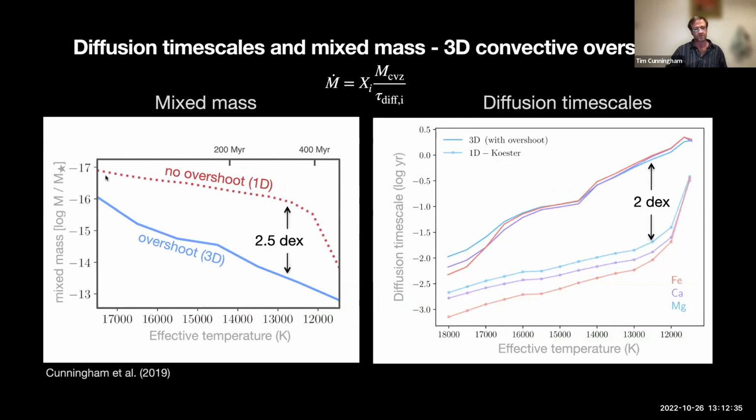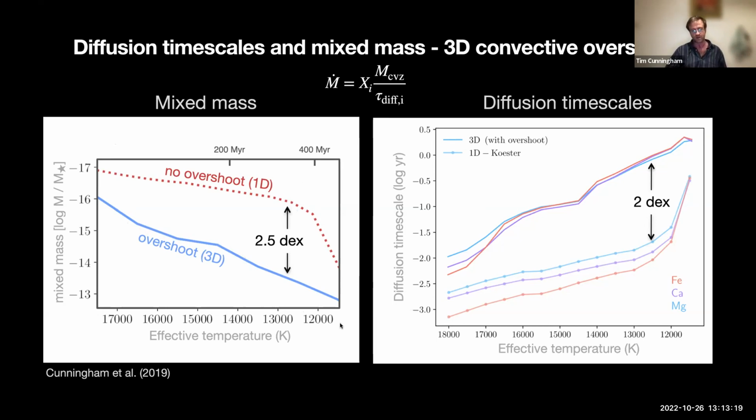So this is the mixed mass for 2 prescriptions, one with overshoot in blue and one without overshoot in red. Without overshoot, when the white dwarf cools and the convection zone first forms, the size of the convection zone is about 10 to the minus 17 of the star. With overshoot, that increases to 10 to the minus 16. So we have an order of magnitude increase in the size of the mixed region. As the white dwarf cools, these 2 models diverge to a maximum of 2.5 orders of magnitude increase in the mixed mass here at 13,000 Kelvin.